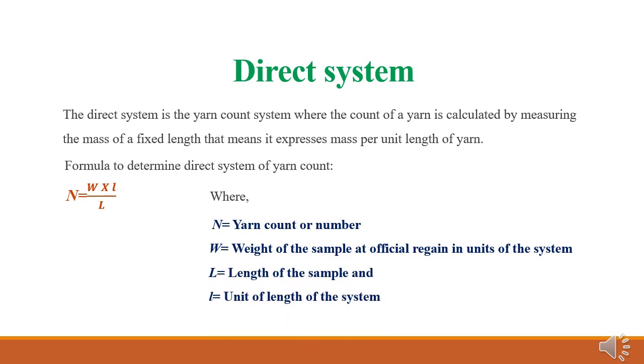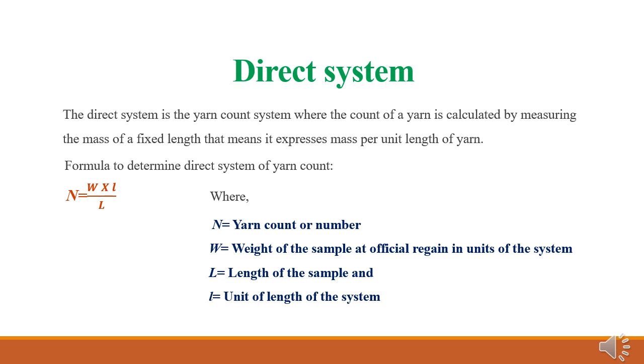What is the direct system of yarn count? The direct system is the yarn count system where the count of a yarn is calculated by measuring the mass of a fixed length. That means it expresses mass per unit length of a yarn. Here length is fixed and weight is variable.